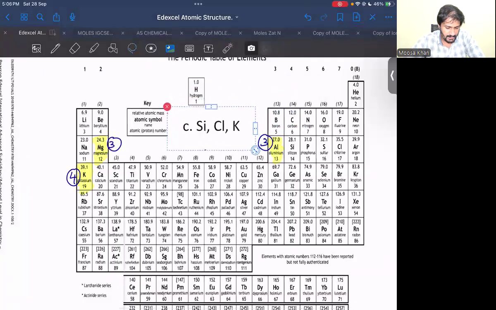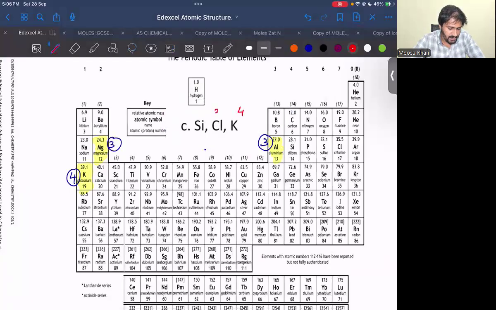Okay. See, potassium is from period 4, so it has 4 shells. Chlorine and silicon are from period 3. So the largest size should be of the potassium atom. Then in between chlorine and silicon, as they both are from period 3 and chlorine is further along in period 3, it must have a smaller size. And silicon must have a greater size as compared to chlorine. So the order should be chlorine, silicon, and potassium.